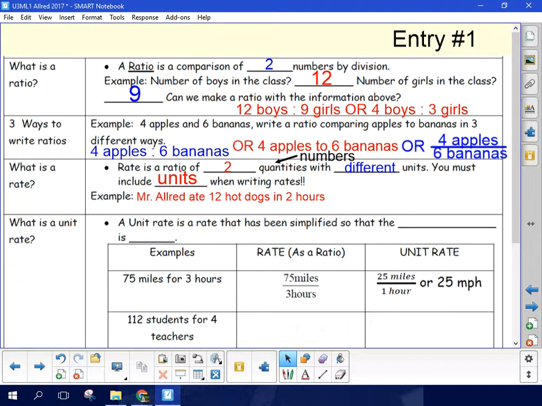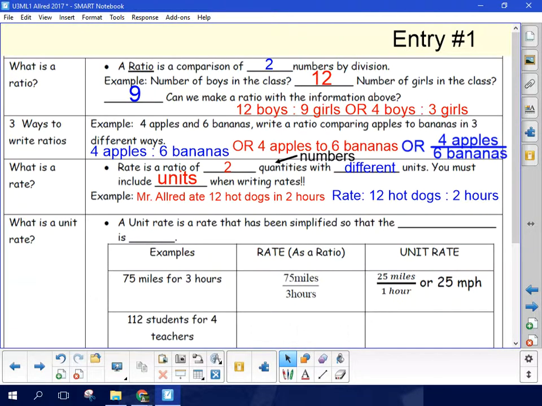But also, I would have a rate of 12 hot dogs for 2 hours, 12 hot dogs to 2 hours. Okay? Lots of times if you say, hey, Mr. Allred ate 12 hot dogs in 2 hours, people might not really be sure how intense and disgusting that is.